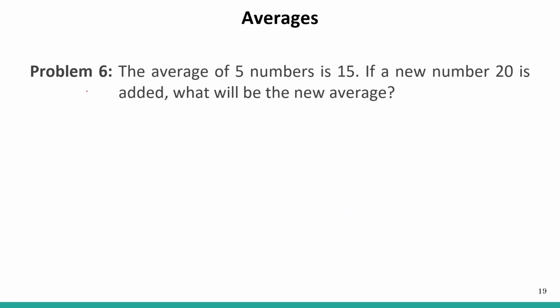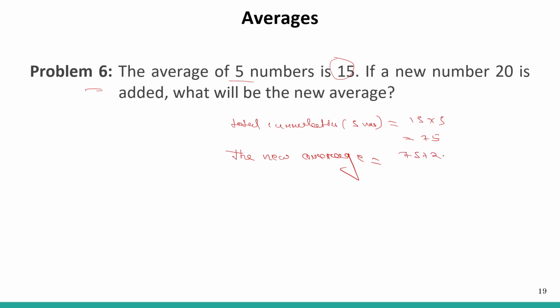So let's go forward with question number 6. The average of 5 numbers is 15. So the total of 5 numbers is 15 into 5, which is 75. If 20 is now added, what will be the new average? The new average is 75 plus 20 by 5 plus 1, because a new one is added. So this is 95 by 6. This will be the new average.